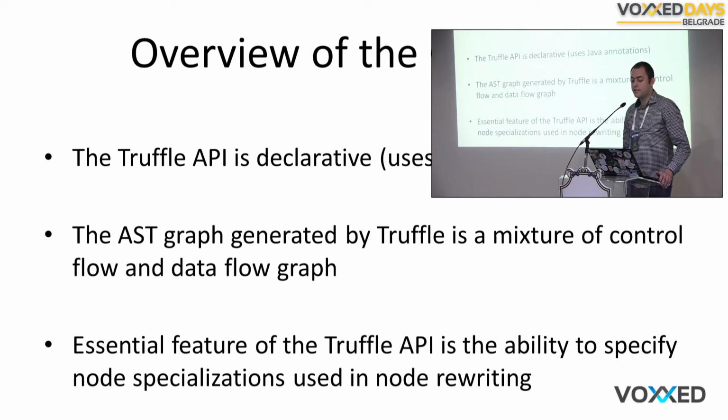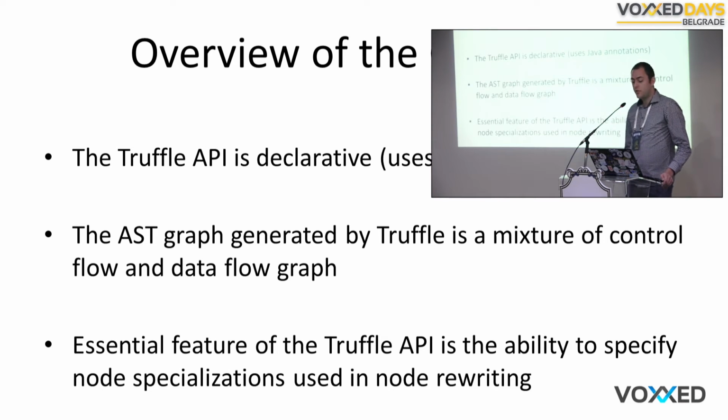So the Truffle API essentially is declarative. It uses Java annotations basically to generate the abstract syntax tree. And the abstract syntax tree that's generated by Truffle is a mixture of a control flow and data flow graph. This means that it operates not only on the structure of your language, but also on the input that's being executed. And basically the Graal virtual machine tries to make some assumptions on what is the type of input that you provide to your application.